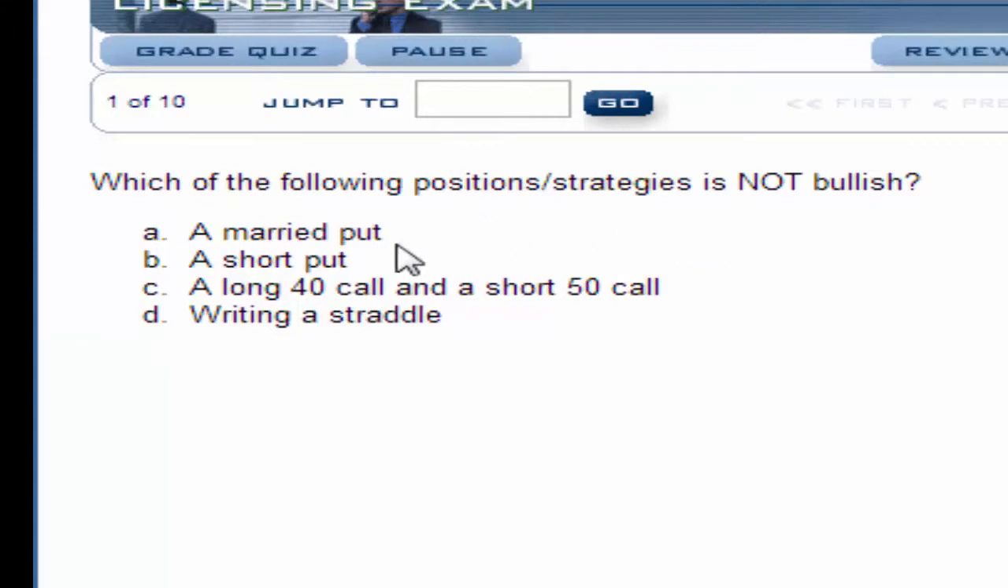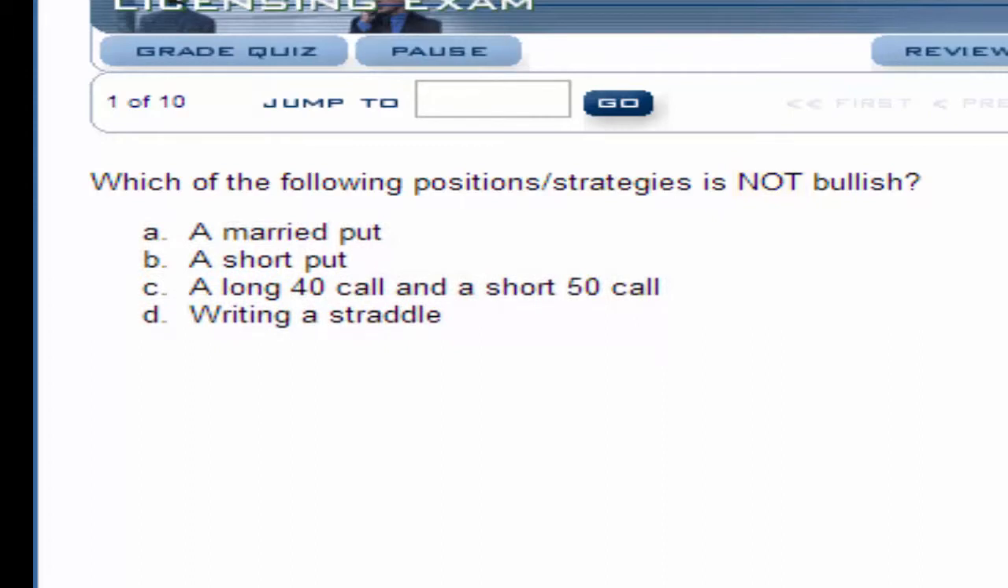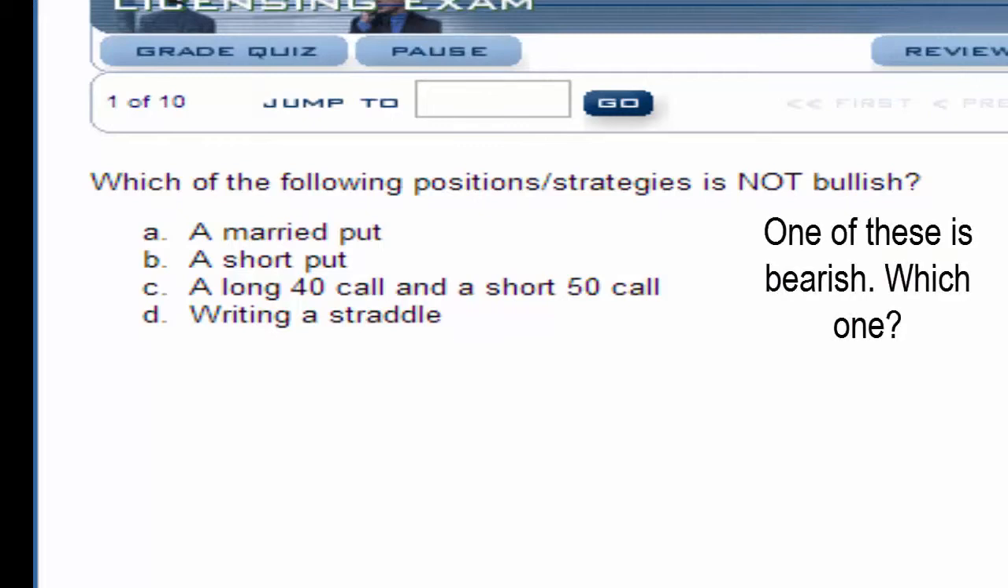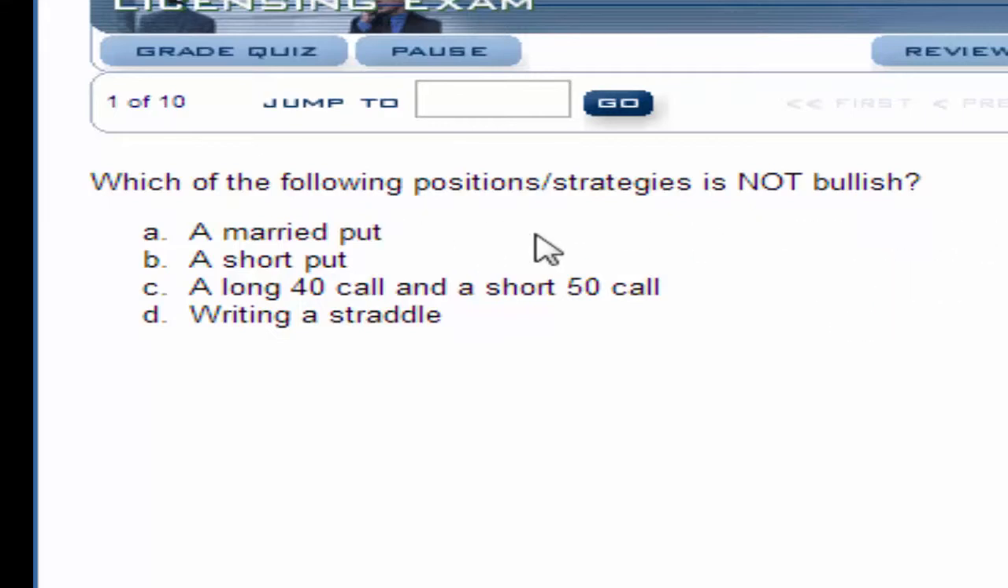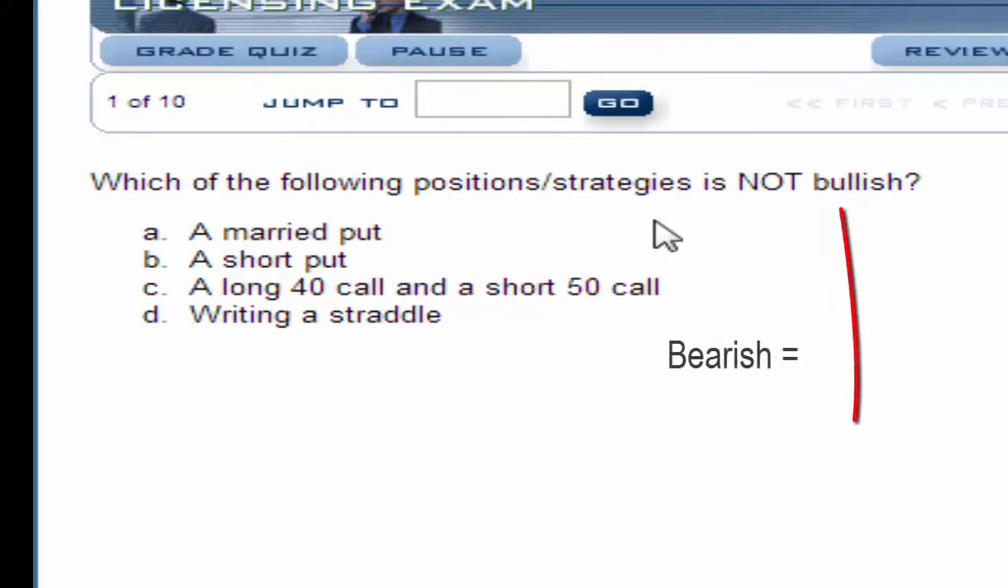So now let's look. The question itself was saying, which of the following positions is not bullish? So you're only supposed to pick one. Another way of looking at this question is, there are three trades here. Three of them are in fact bullish. One is not. So the idea is to find the bearish trade. If something's not bullish, it must be bearish. Now, as a quick reminder, if something is bullish, that means that you expect the security to go up in value. If you're bearish, you expect a decline in a certain security. So we're going to be looking for the bearish trade.